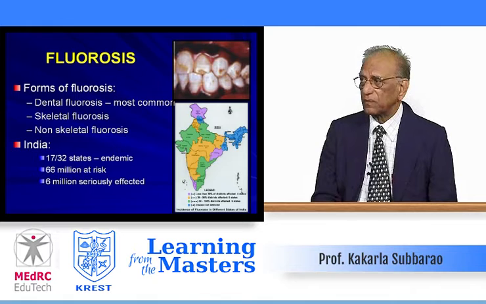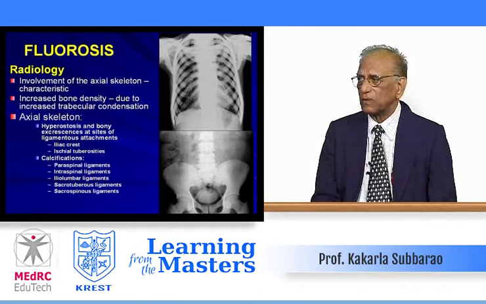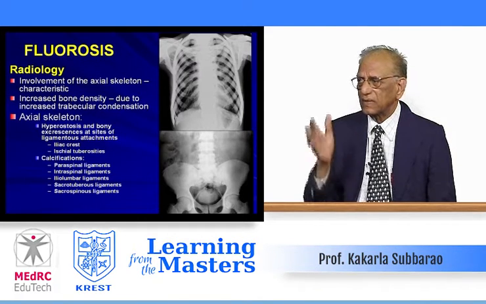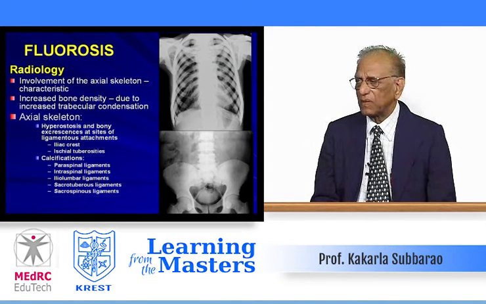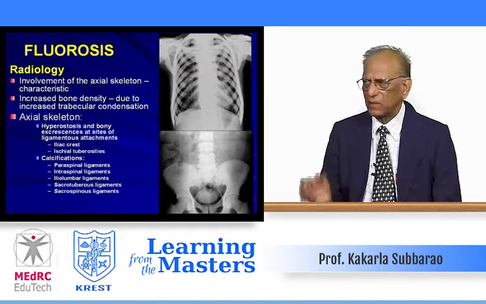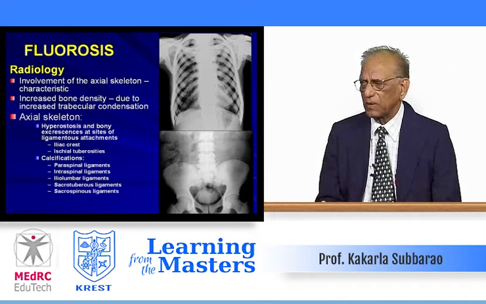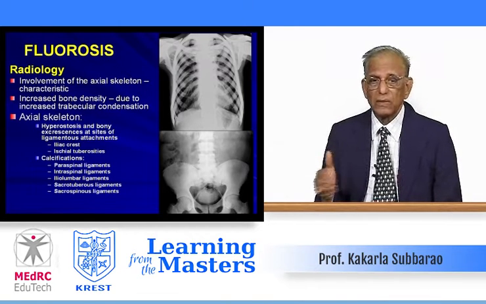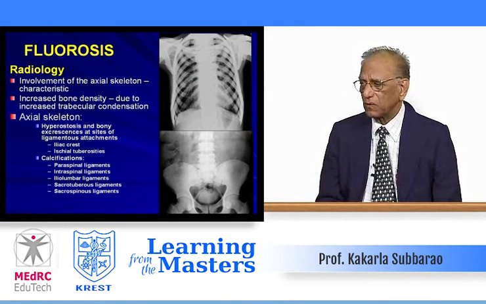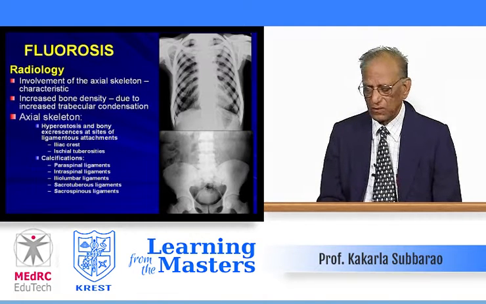Clinically you can diagnose. Radiology, involvement of the axial skeleton is characteristic. Increased bone density due to increased trabecular condensation. Axial skeleton, hyperostosis, and bony excrescences at sites of ligamentous detachments, iliac crest and ischial tuberosity, enthesopathy, exaggerated enthesopathy. Calcifications, paraspinal ligaments, intraspinal ligaments, iliolumbar ligaments, almost simulating ankylosing type of spondylitis, but there you don't get sclerosis. And sacrotuberous ligaments, sacrospinous ligaments also.